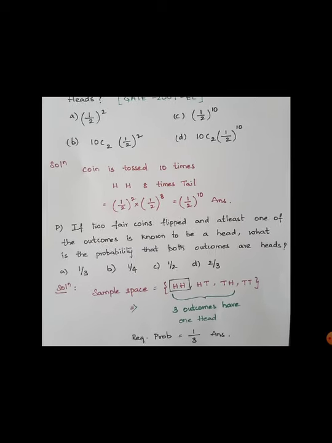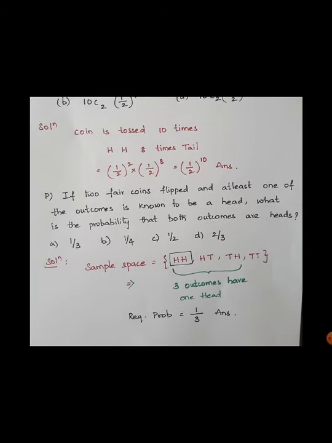So next problem. If two fair coins are flipped and at least one of the outcomes is known to be a head, what is the probability that both outcomes are head? Read the question properly. You are tossing two fair coins and at least one of the outcomes is known to be a head. Then what is the probability that both outcomes are head?